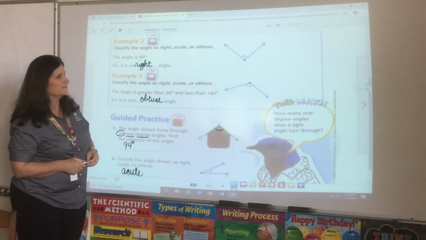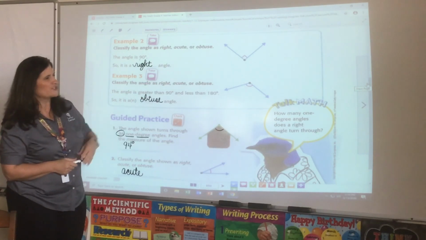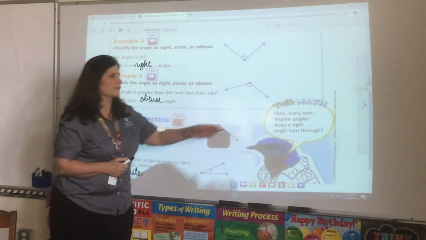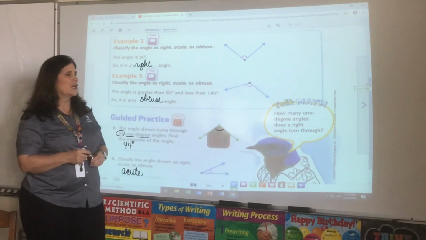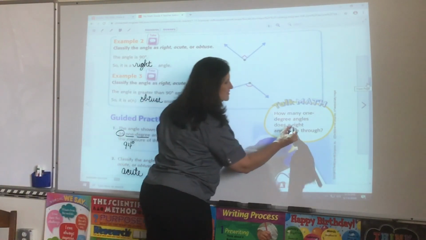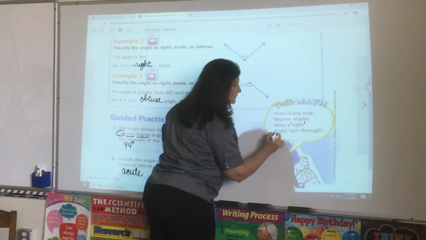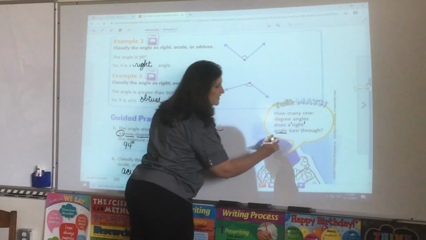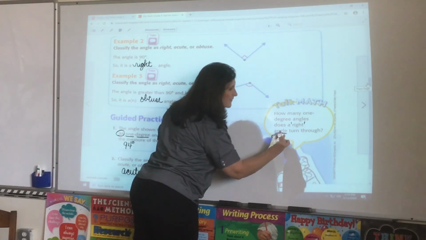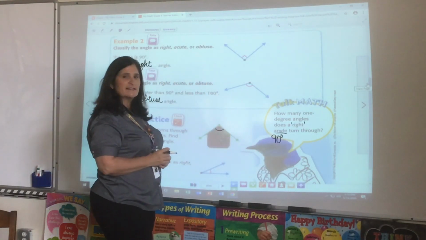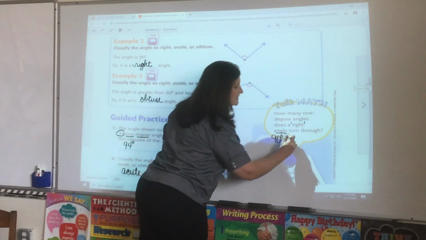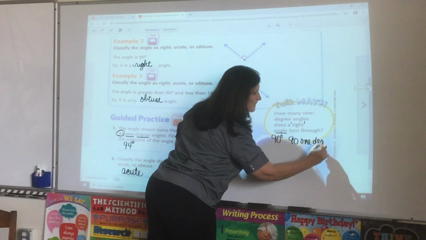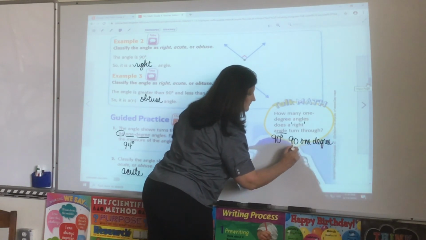Okay, so back to the question. How many 1-degree angles does a right angle turn through? Okay, if you have to turn a right angle, we already know what defines a right angle. It has to be, there's only one, it has to be 90 degrees. Therefore, how many 1-degree angles does it turn? It's 90 1-degree angles.